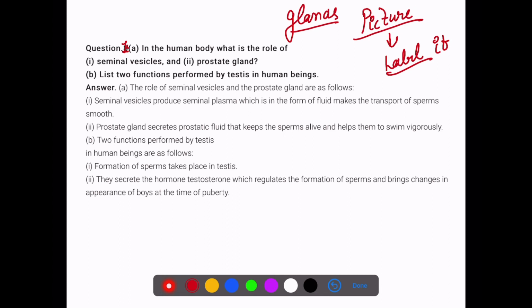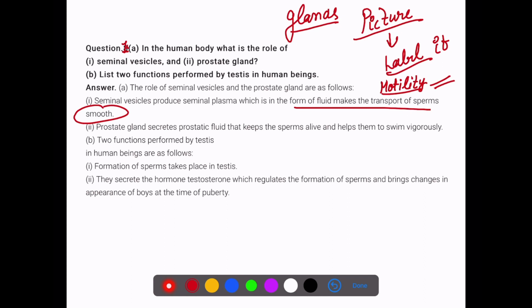What is the role of the seminal vesicle and prostate gland? The role of the seminal vesicle is to produce the seminal plasma. Basically, it is a fluid that helps in the transport of sperms, maintains their motility, and makes the transport of sperm smooth and easy.